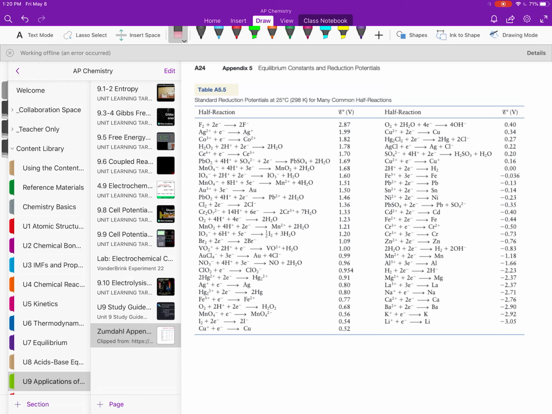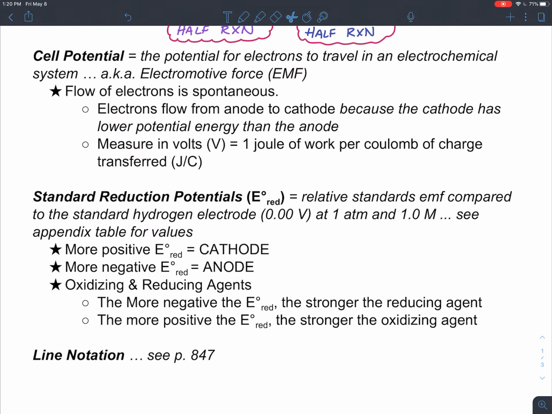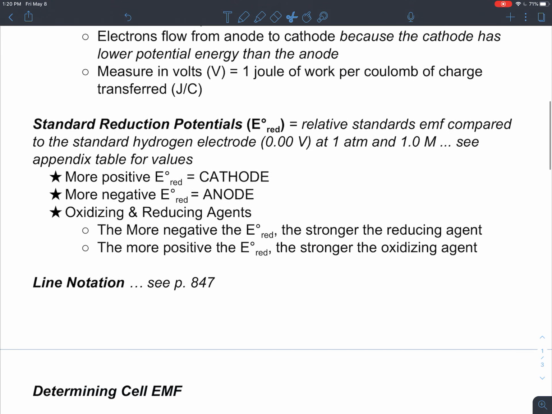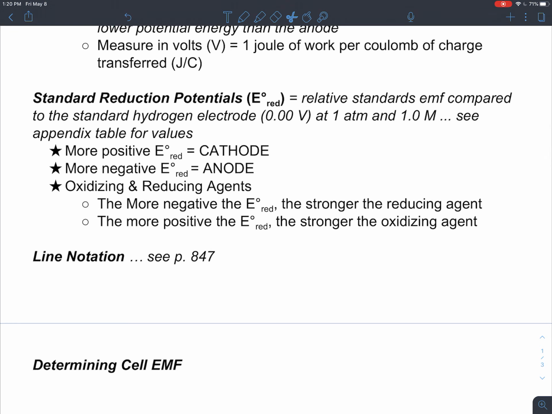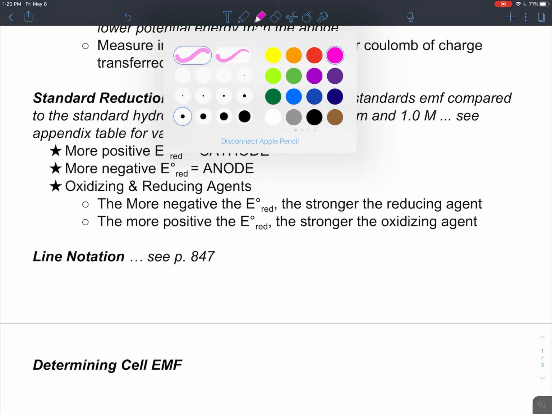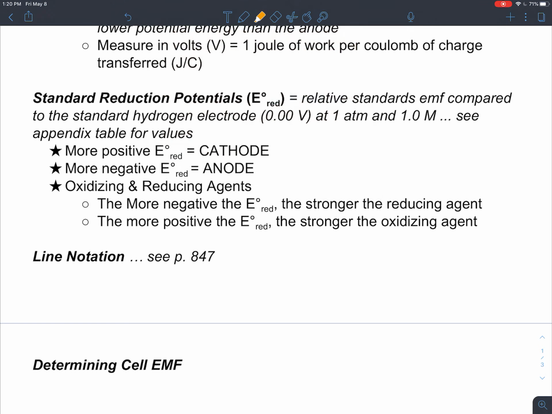And so we know that we're going to have an oxidation reaction and we're going to have a reduction reaction, but all of these are listed as the reduction. So that means we need to be able to evaluate those. So the more positive reduction, the E° reduction, okay, those reduction potentials, the more positive that value is going to go to the cathode, and the more negative is going to go to the anode. And so that is a really, really important thing to know as you are working through these.